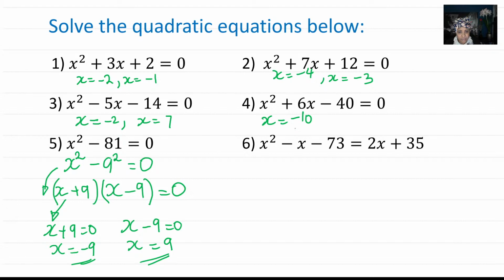All right, yes, so for 4, x equals -10, and then x equals 4. Now I'm about to do question 6. Mansi, I will do number 6.